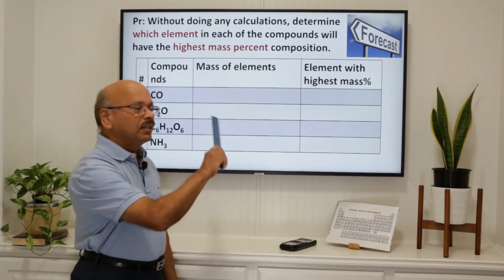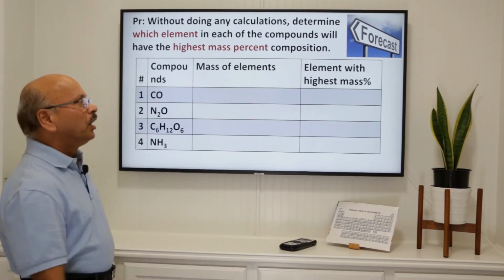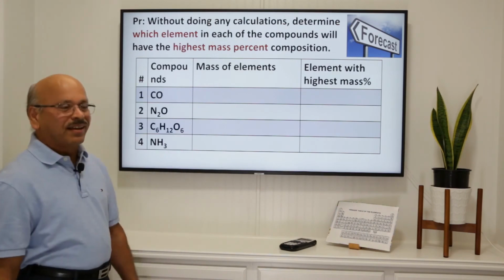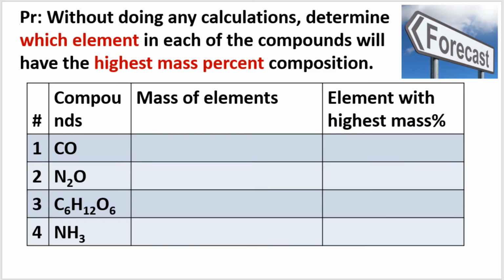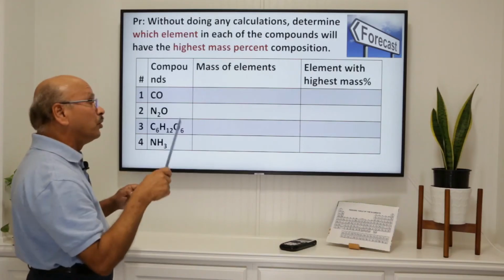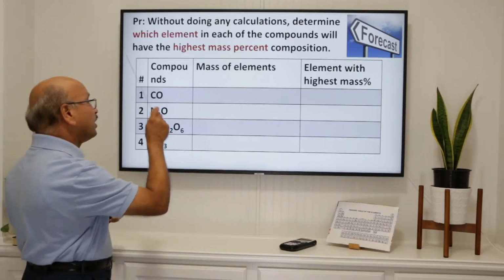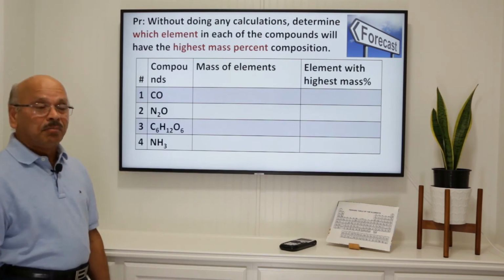Okay, let's think about a very simple problem. This problem is pretty interesting. So try to think about it and try to do it by yourself. Without doing any calculations, determine which element in each of the compounds will have the highest mass percent composition. So you are given a compound, and from that you have to find out, without calculation, which element has the highest mass percent.